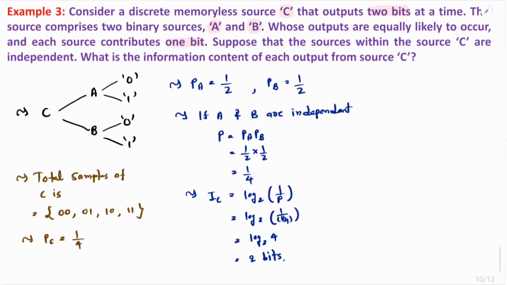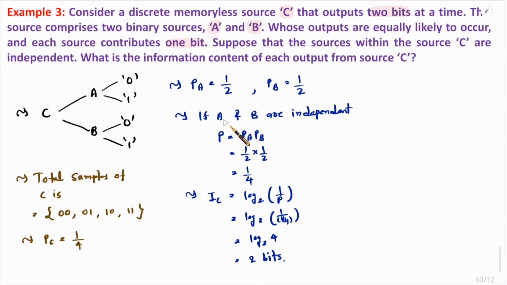So there can be multiple ways, but here one should know that for independent sources, probability will be a multiplication. I have solved it in two different ways, right?